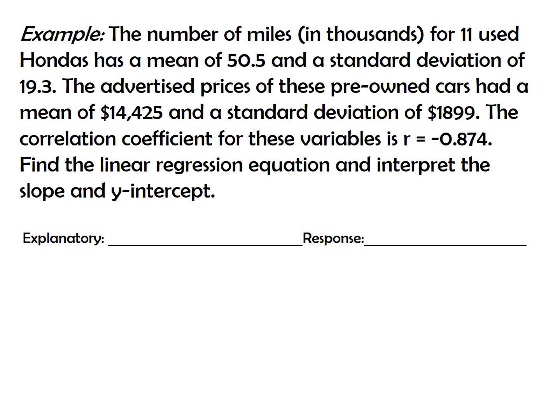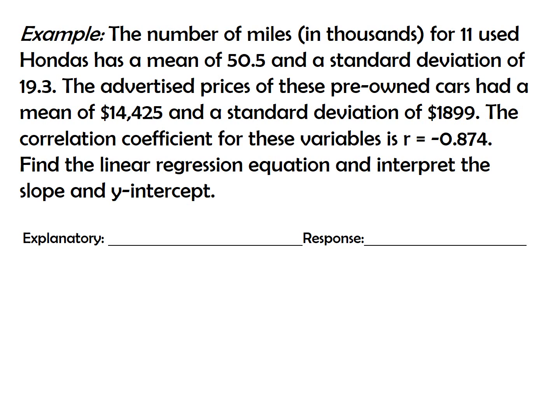So the number of miles in thousands for 11 used Hondas has a mean of 50.5 and a standard deviation of 19.3. The advertised prices of these pre-owned cars had a mean of 14,425 and a standard deviation of 1,899. The correlation coefficient for these variables is r equals negative 0.874, a negative strong correlation. Find the linear regression equation and interpret the slope and y-intercept.